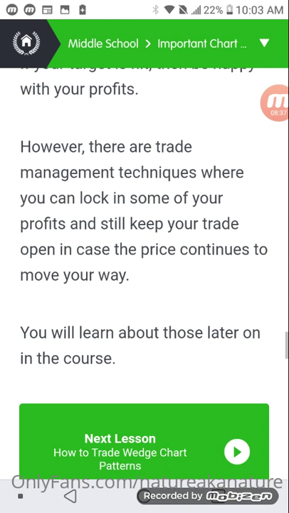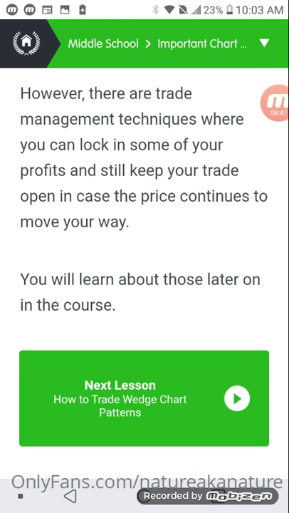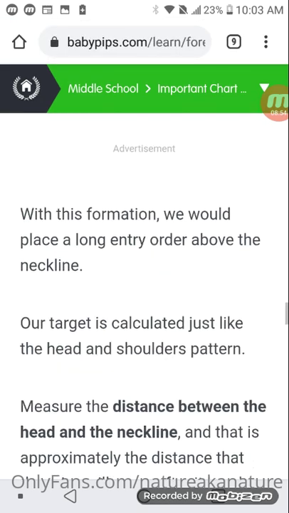As far as day trading, you can trade for a day or two days. So you will learn about those later on in courses, of course, and we'll learn more and more about different chart patterns later. So that wraps it up for this important chart pattern, head and shoulder.